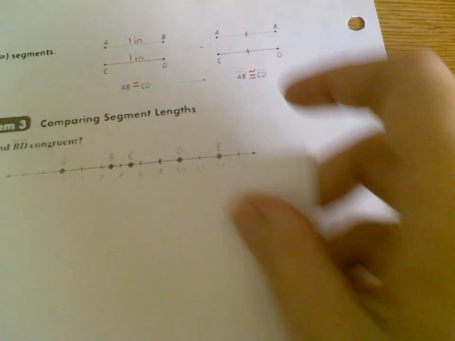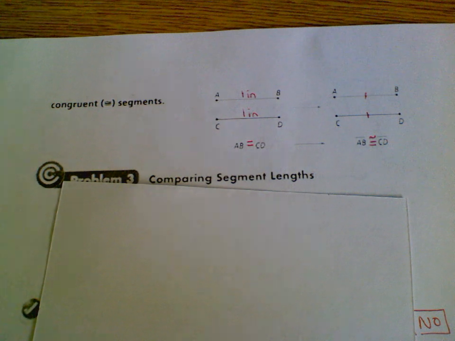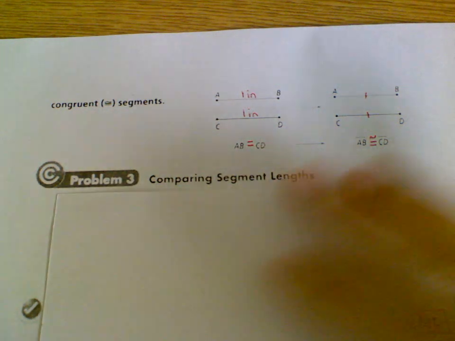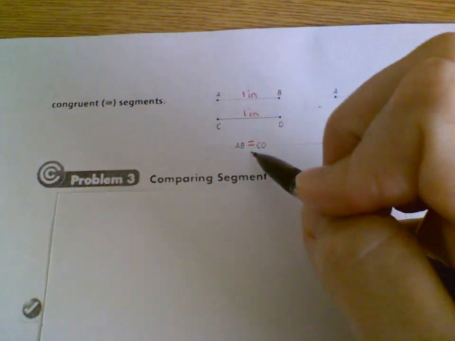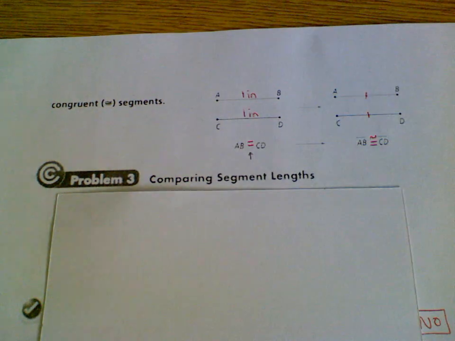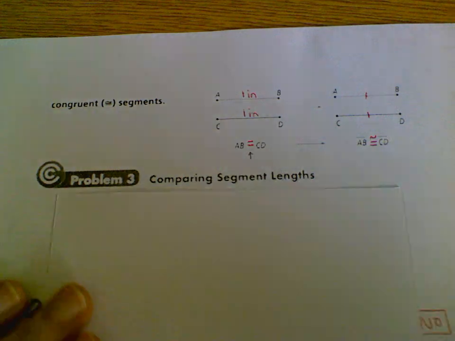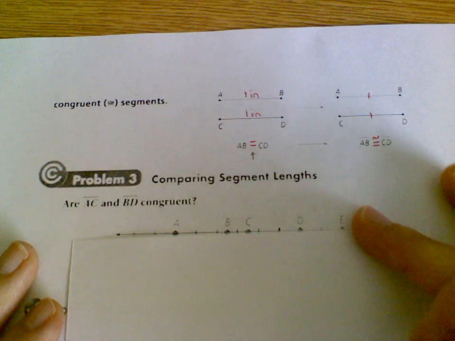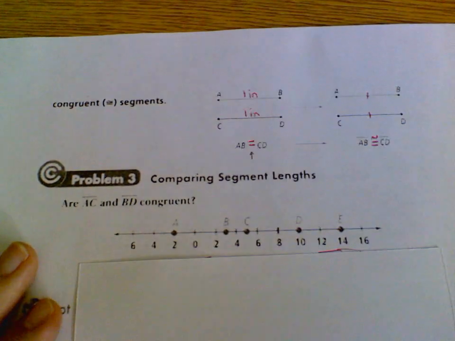All right, on the back side, this is real simple stuff at the beginning here. It's asking me, are these segments congruent? Well, what does congruent mean? Congruent means they are equal. So make sure you know what congruent is because I'll use it over and over again, okay? Congruent means they are equal. So it's asking me, are these segments congruent?